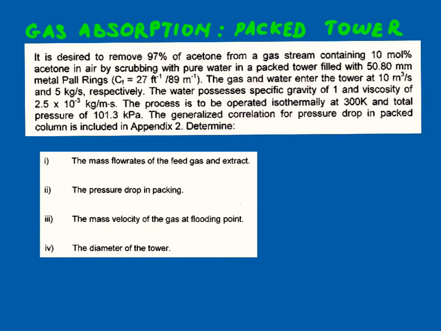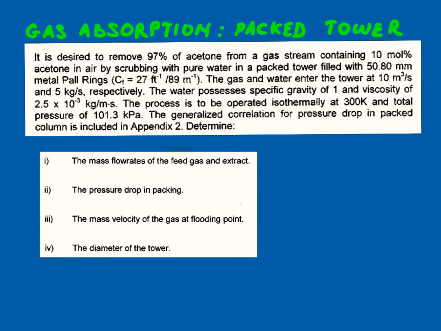For this tutorial, we're going to solve a problem related to packed tower. In this question, it is desired to remove 97% of acetone from a gas stream containing 10 mole % of acetone in air by scrubbing with pure water in a packed tower filled with 50.80 millimeter metal pall rings. The given packing factor is 27 per feet or 89 per meter.